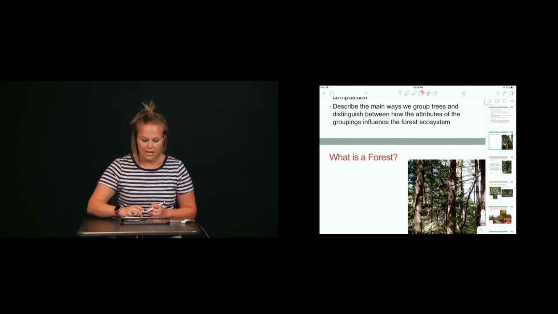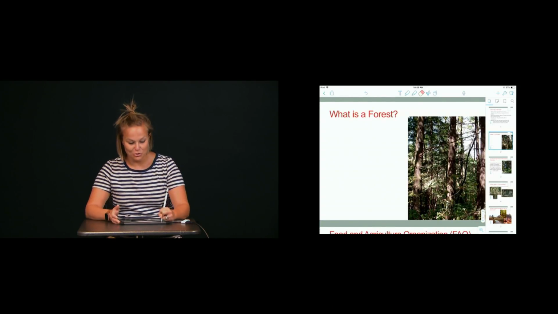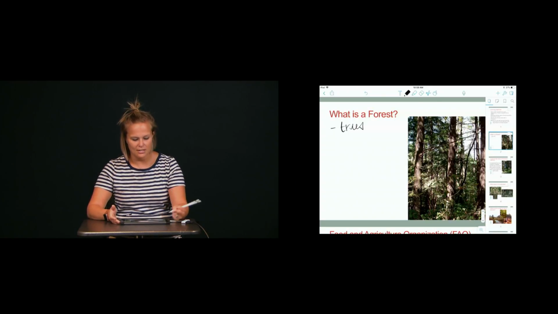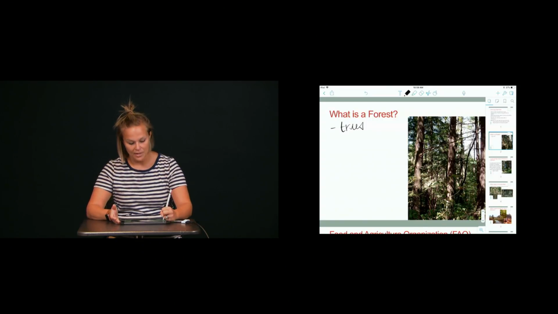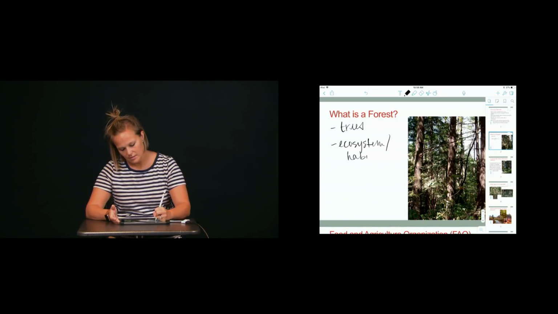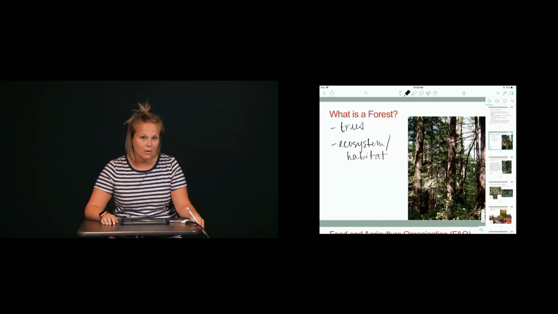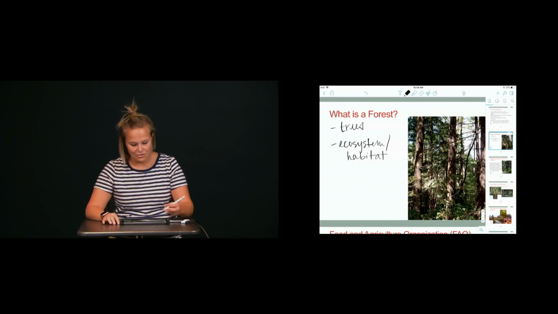So let's start off by talking about what is a forest. If you're like me, you probably immediately think of trees. I also tend to think of an ecosystem because it's not just the trees when you're talking about a forest. You can think of the understory, you can think of the birds that use it for habitat. So ecosystem or habitat. I also think about it for its qualities in terms of environmental services or ecosystem services. So you can think about forests as air purifiers.